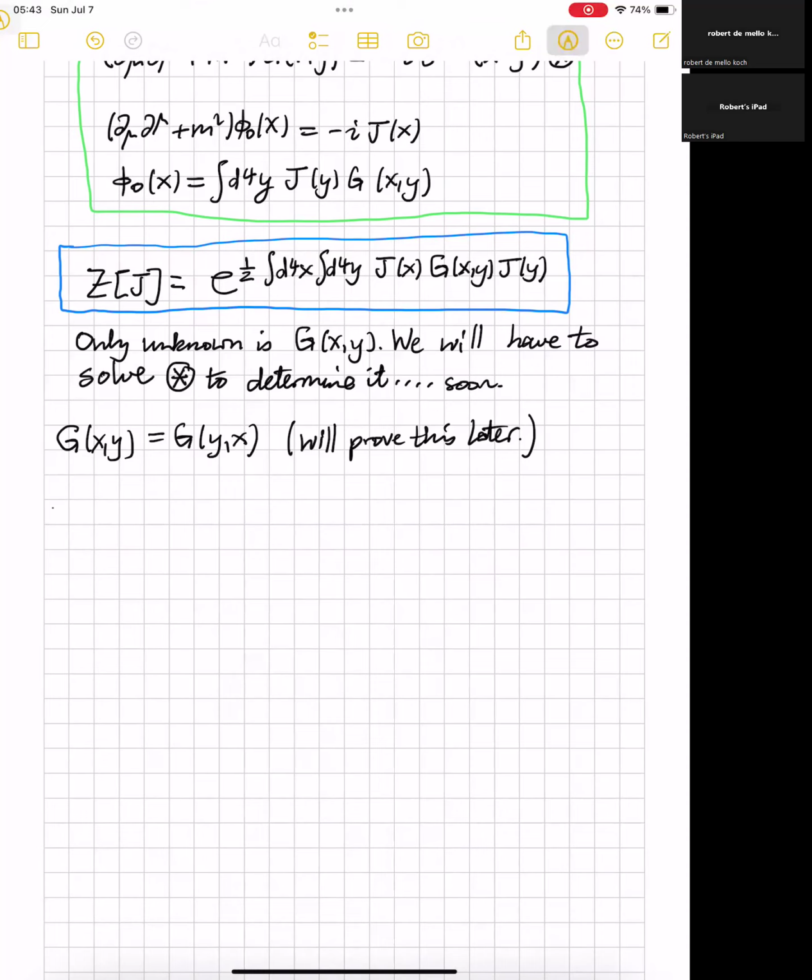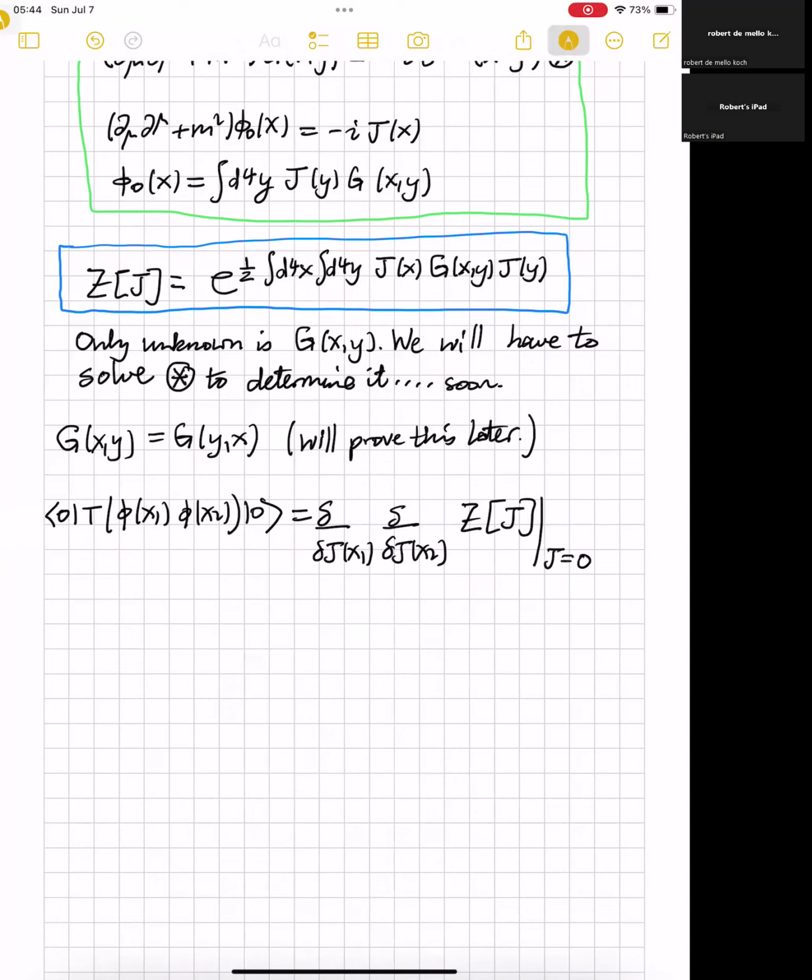So the first simplest thing that we could calculate is the time-ordered correlation function of two fields, phi of x1, phi of x2. Remember, the time-ordered correlation function of a single field vanishes, so that's trivial. So this is the first non-trivial case that we can consider. And what is this given by? Well, we should take a functional derivative with respect to J1, and also a functional derivative with respect to J2. That should act on Z of J, and then we should evaluate that at J equal to 0.